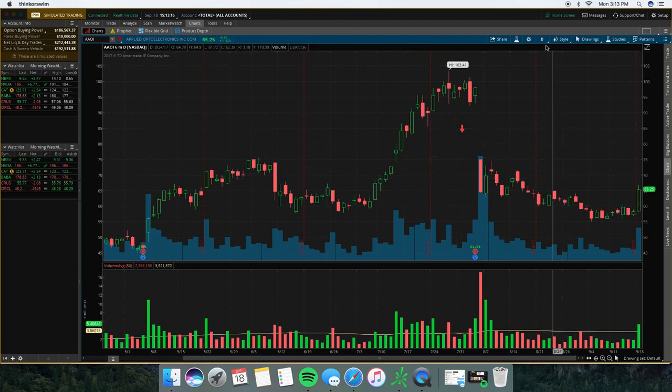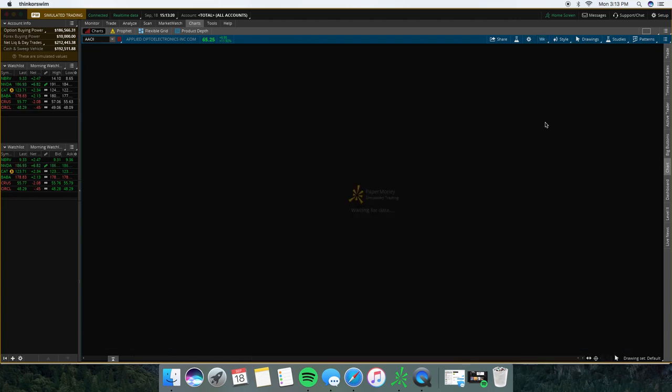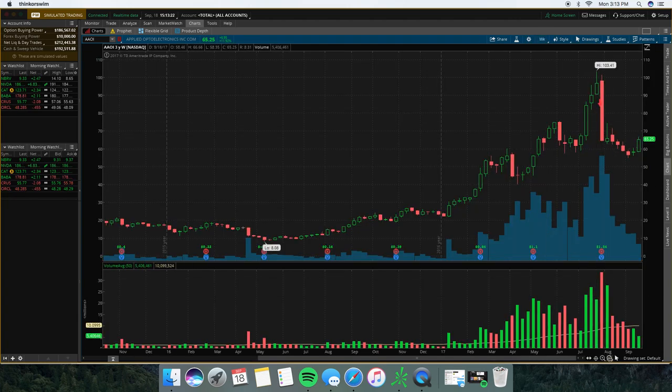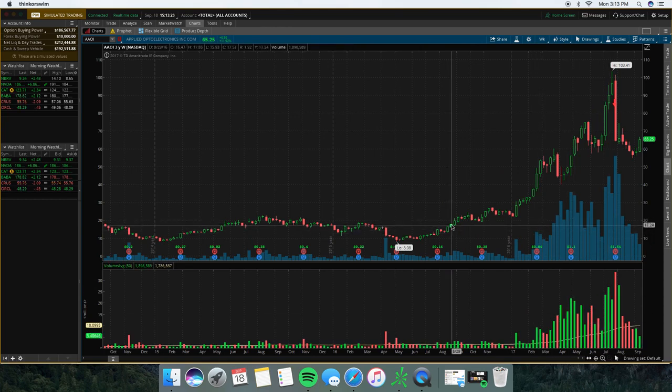Also, if you want to go back even further, there's also a weekly chart. Each one of these candles represents a week. So if you're trying to look back years and years and years, instead of looking at a daily, you can look at charts such as a weekly.